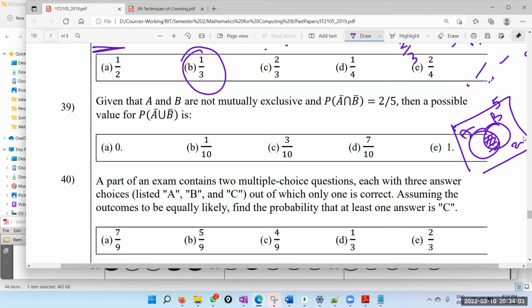A bar union B bar, not belonging to A. That is everything here. They not belong to B's union.